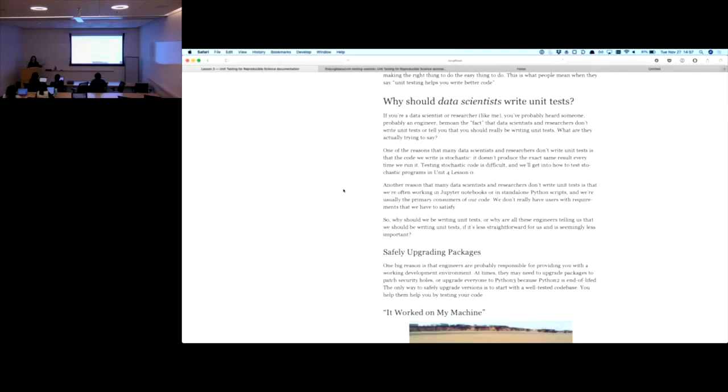which term do you all actually prefer? Or how do you identify? Researcher? Okay. I don't actually really identify as a data scientist, but that's my title. I'm just a data practitioner. Okay, I'm in a room full of researchers.